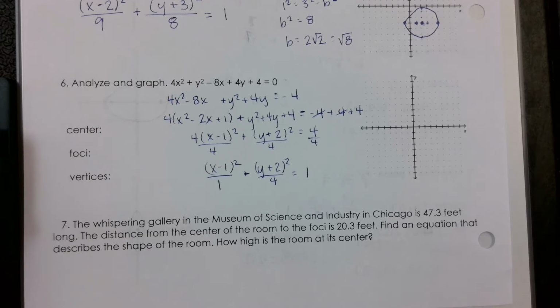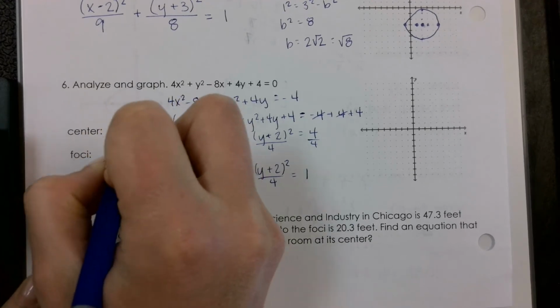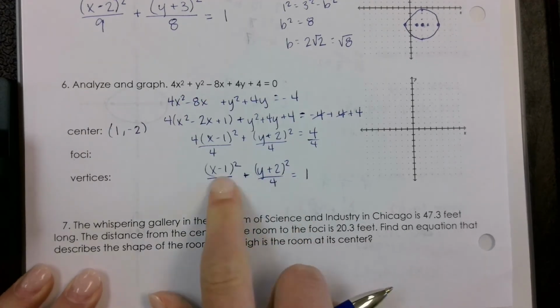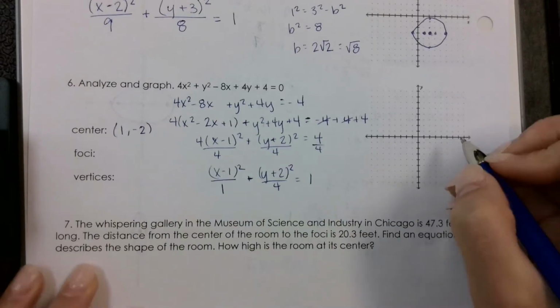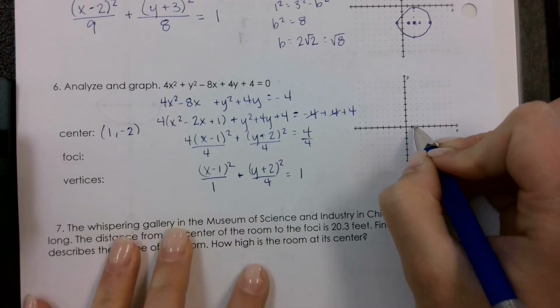Okay, where's your center? 1, negative 2. Change the signs. Yeah. So we can go ahead and plot that. 1, negative 2.